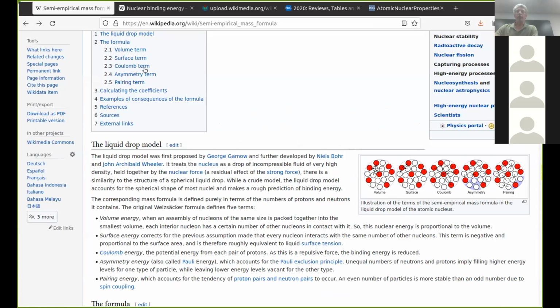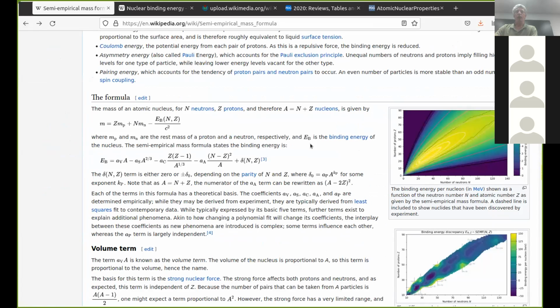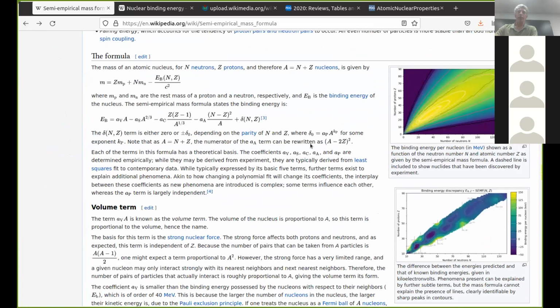Okay, and so with those 5 terms, we then just write down the expected behavior for each term, and we come out with one equation for the binding energy for the nucleus. So I should first of all explain the concept of binding energy.